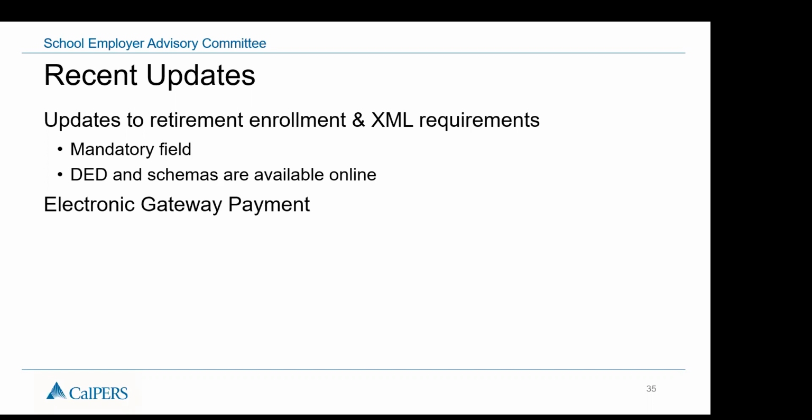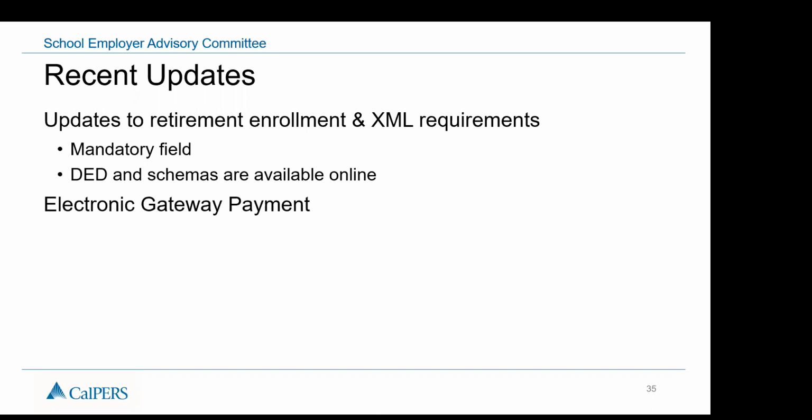We recently added some PERS language directly into the enrollment screen, so you don't have to flip back and forth from our public agency and schools reference guide. Now everything is built into our system. Enrollment reasons include already a member, full-time for 6 months or more, at least half-time for 1 year or more, completed 1,000 hours in a fiscal year, elected PERS membership, or other. If other is selected, this populates a text box that you could type into.